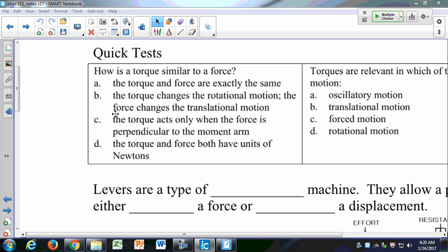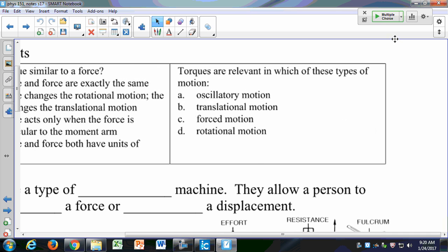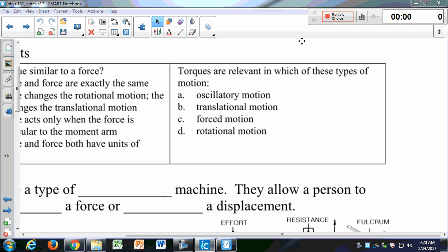All right, torques are relevant in which type of motion? Which of these types of motion? Oscillatory, translational force, or rotational motion? Feel free to ask your neighbor, and I'm going to stop at 25.